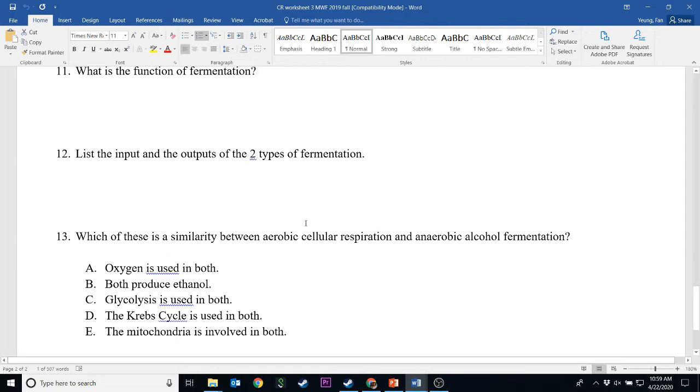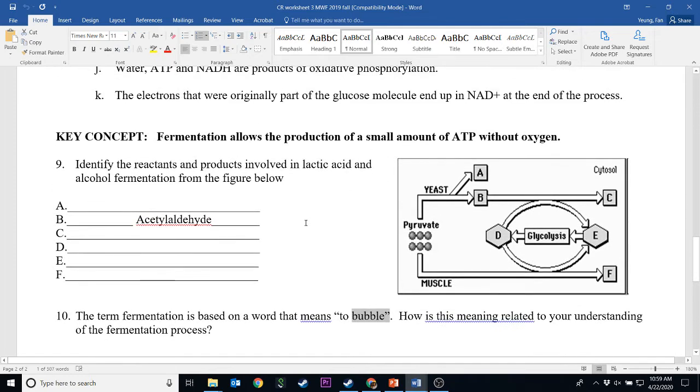Okay, ABC on number 9. What is number 9? So it's about this picture, right? A, so let's look at what is A. On this side, it's talking about alcoholic fermentation, because it's yeast. On this side, it's talking about lactic acid fermentation because it's muscle. Now, what is released in A?